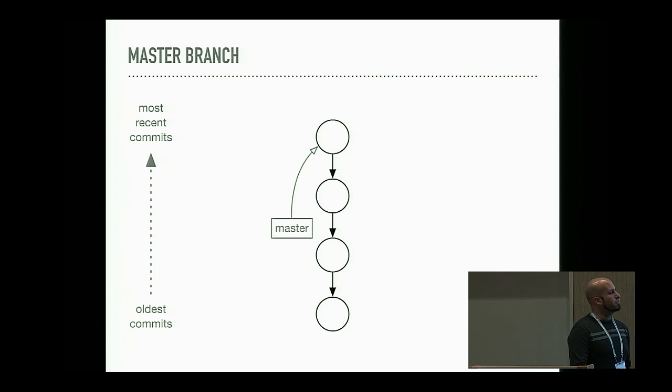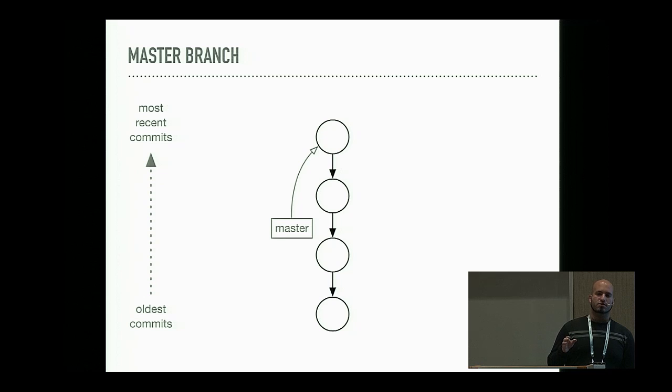Exactly. So this also means that any time we create a new commit, if we're attached to the master branch, that label will automatically update and point to that new commit. So this helps us to understand that detached head warning that we saw earlier on.